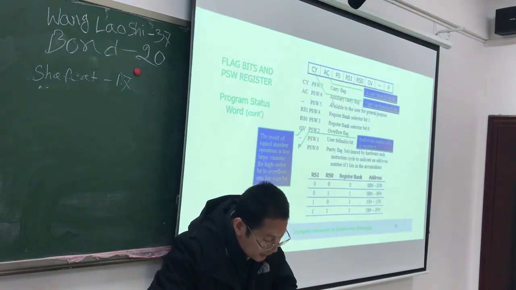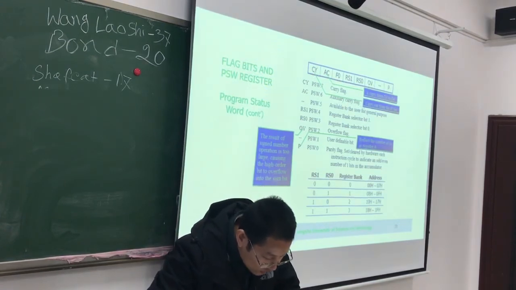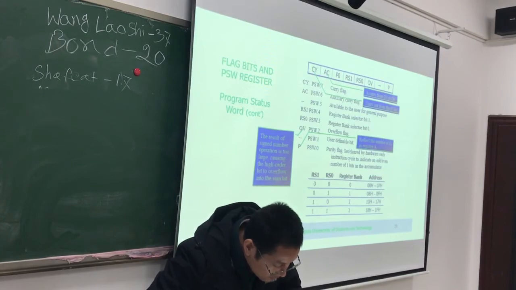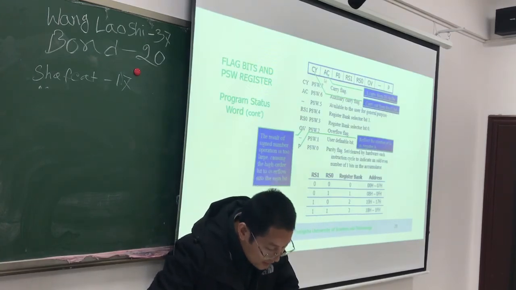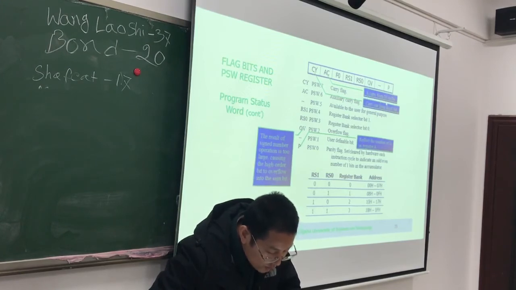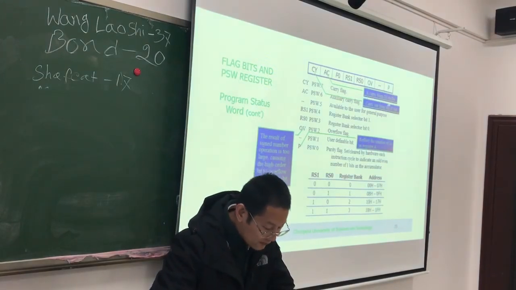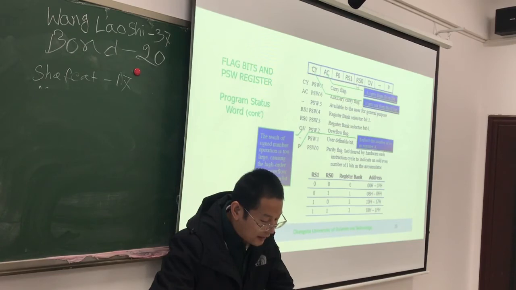Sorry, I mixed up. CY is for carry out from D7. AC is for carry from D3 to D4. RS1 and RS0 are for the register bank. OV is the overflow flag, and P is for odd and even parity.